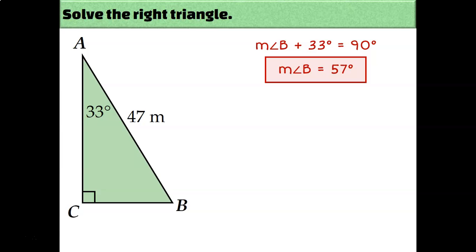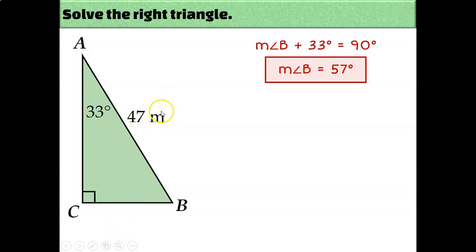But after that, I'm going to have to use some trigonometry to calculate the side lengths. It doesn't matter which side length you solve for first. Let's say I wanted to solve for CB. In relationship to the 33-degree angle that we were given, CB is opposite, because it's on the other side of the triangle.